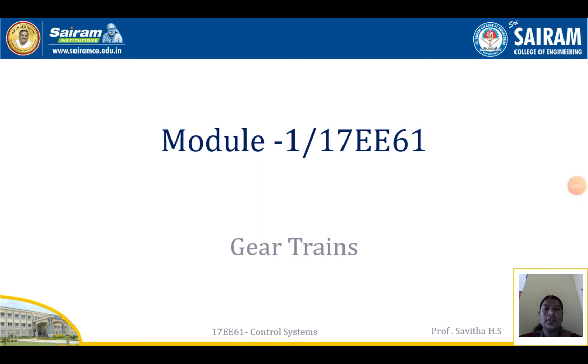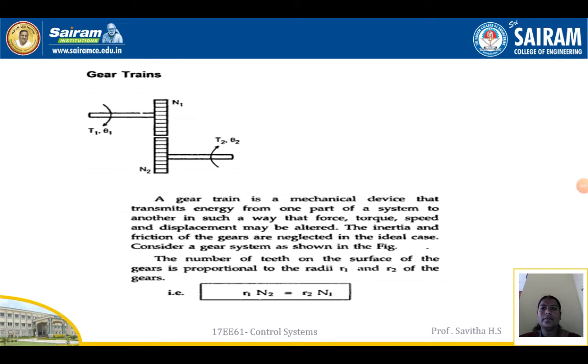Continue the module 1, that is gear trains. A gear train is a mechanical device that transmits energy from one part of a system to another in such a way that force, torque, speed and displacement may be altered. The inertia and the friction of the gears are neglected in the ideal case. Consider a gear system shown in the figure.